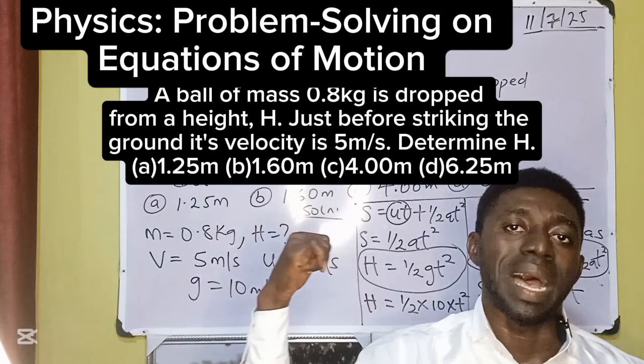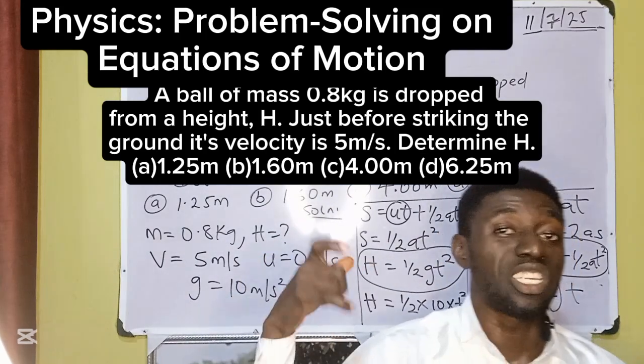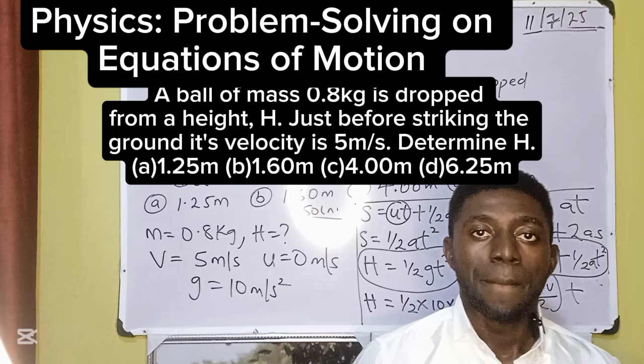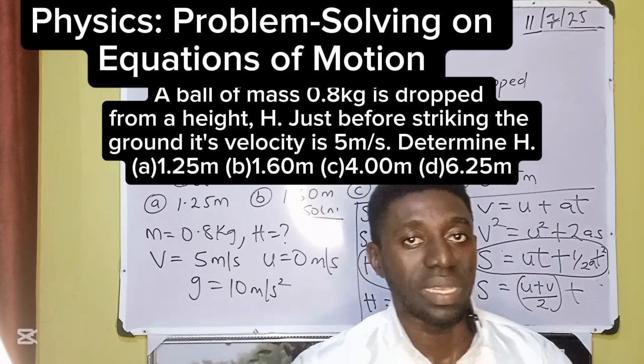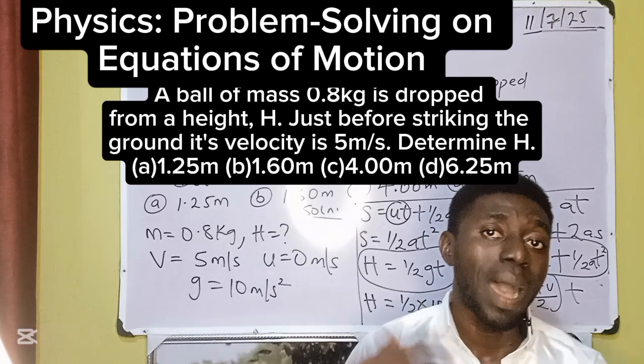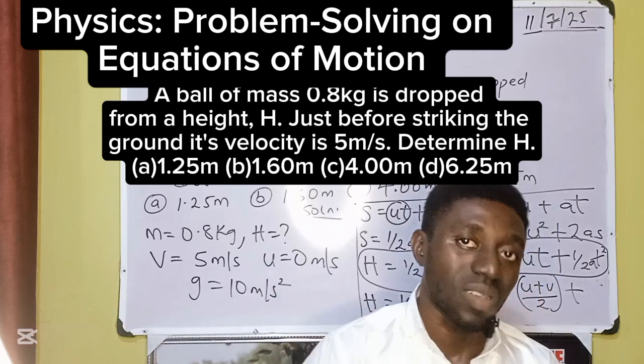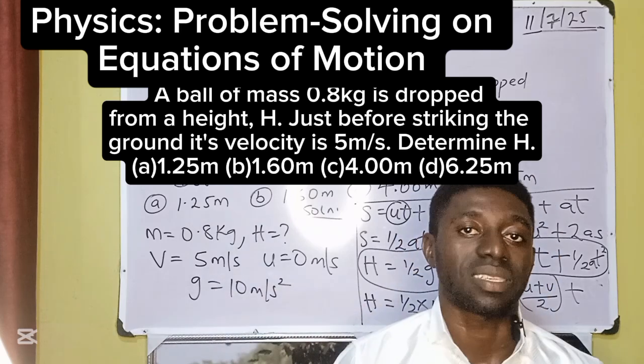Then notice we didn't use the mass. Mass there is a distractor. Here we are not concerned with mass. If we want to involve mass, we'll be going to dynamics. This is still kinematics. We are talking about motion without making reference to what is causing the motion. So we are neglecting mass.